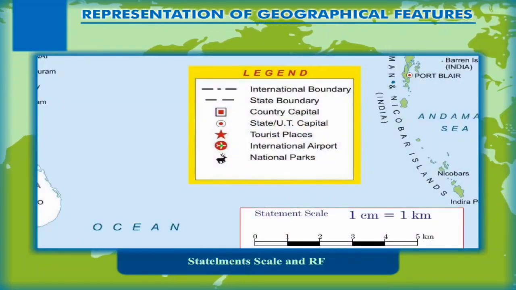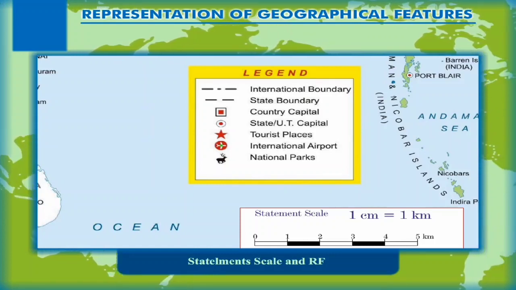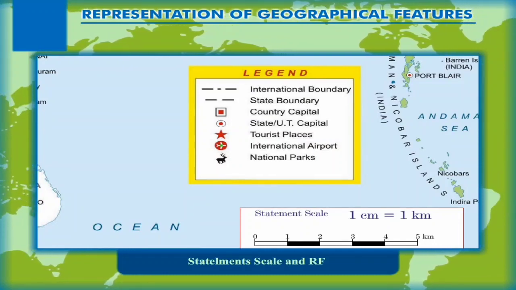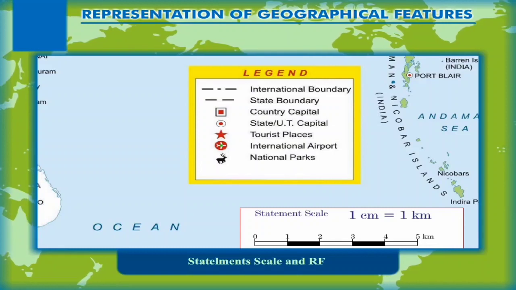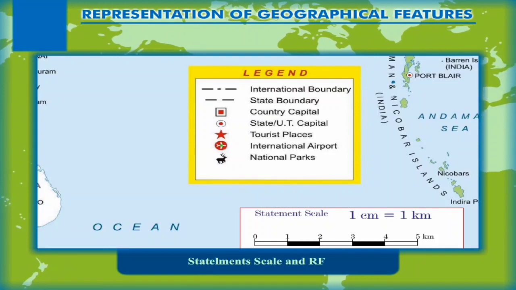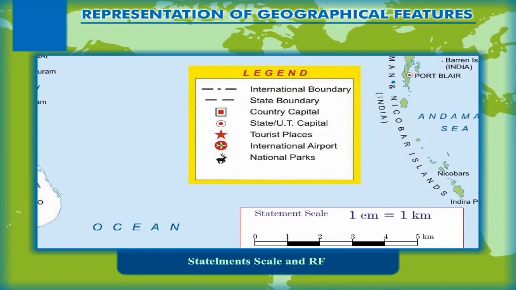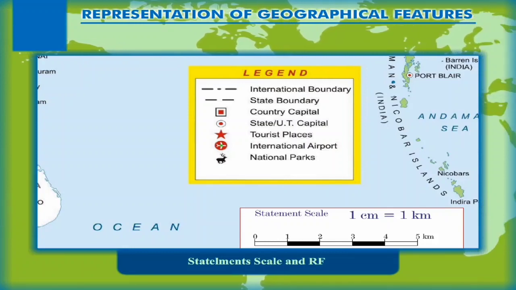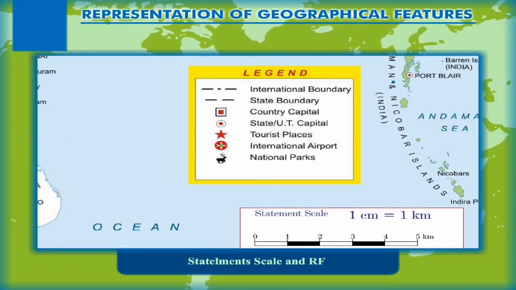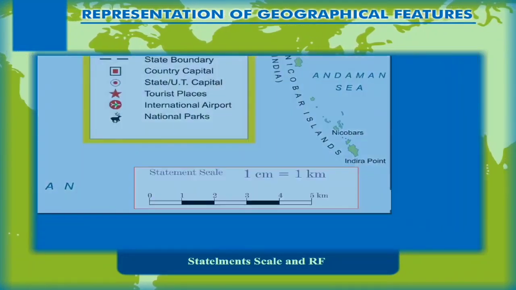Statement scale and RF. For example, the scale of the map sheet is 1 centimeter is equal to 1 kilometer. It means the 1 centimeter distance measured on the map is equal to 1 kilometer distance on the ground. Thus, the scale helps us to reduce the size of the land and represent it as a whole or in part on a piece of paper.